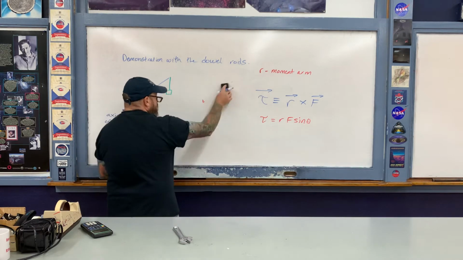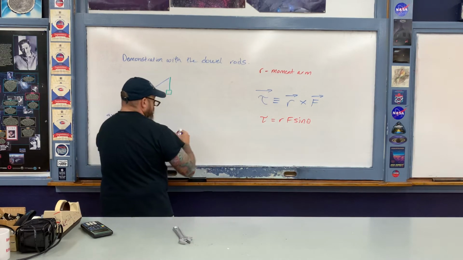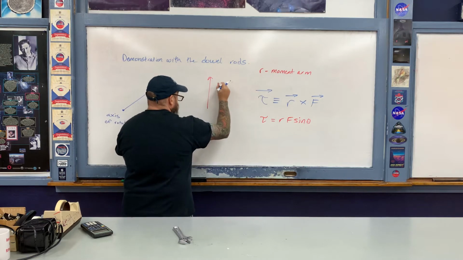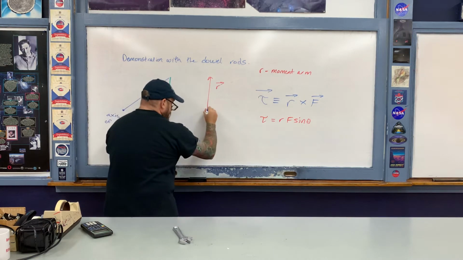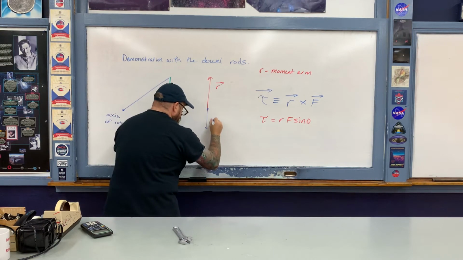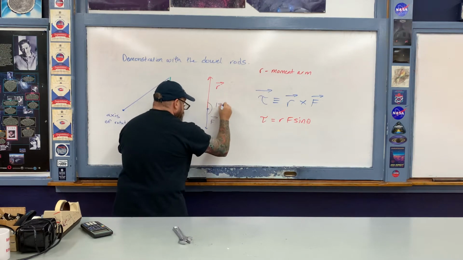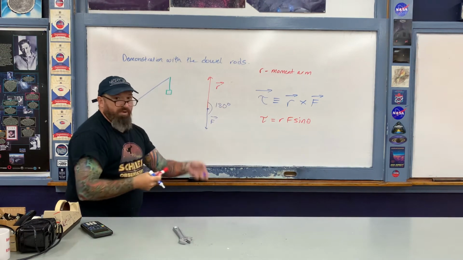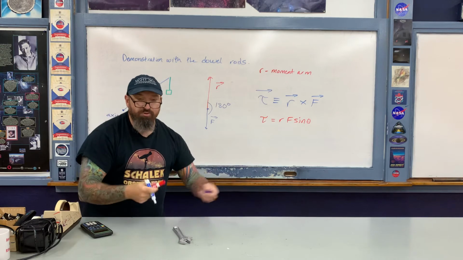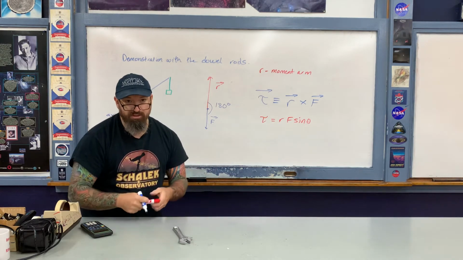Okay, then when I was holding it straight up, here's the moment arm vector like so, and then the force vector is straight downwards, like so. In this case, the angle theta is 180 degrees. Sine of 180 is equal to 0. Therefore, no torque is exerted in that configuration either.